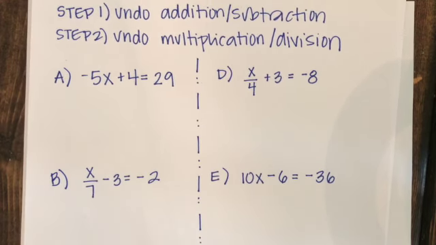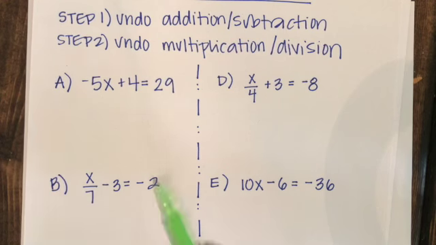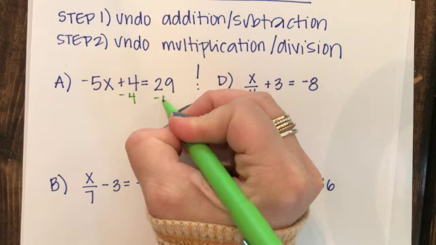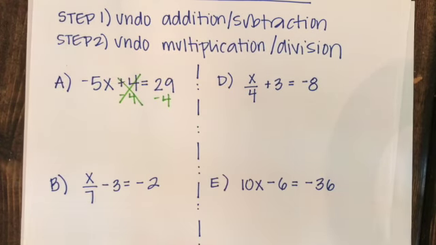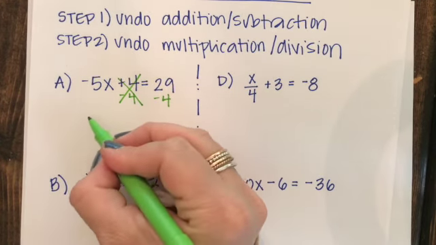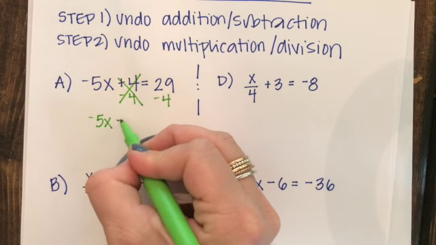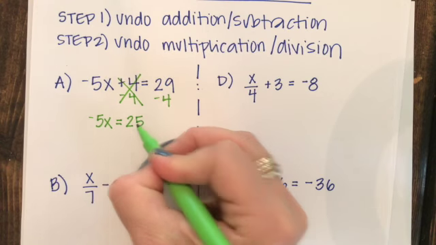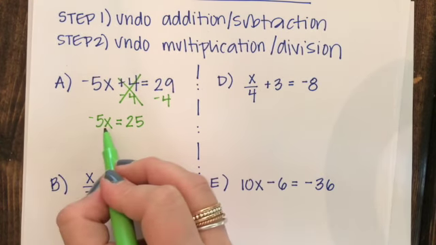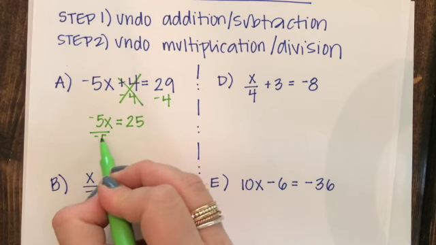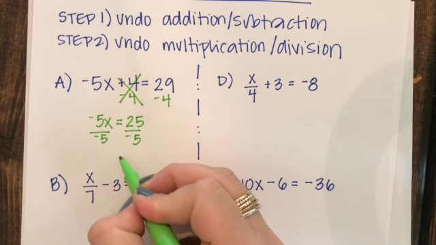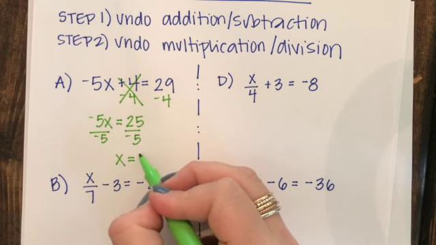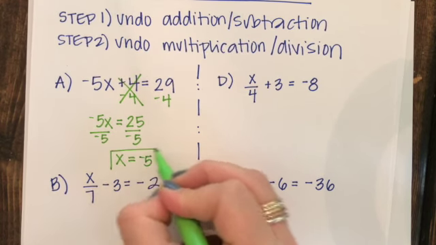So letter A, right? If step one is to undo the addition or subtraction, that means the opposite of adding 4. I'm going to go ahead and subtract 4 from both sides. So that leaves me with negative 5x equals 29 minus 4 is 25. And now it's just like yesterday. The opposite of multiplying by negative 5 is to divide by negative 5. So 25 divided by negative 5 is negative 5.